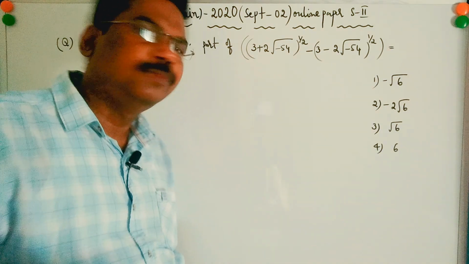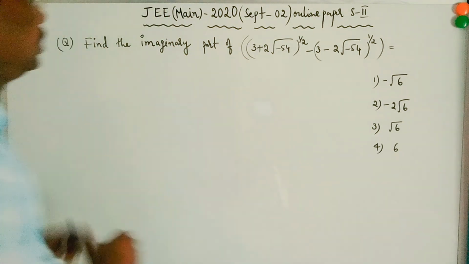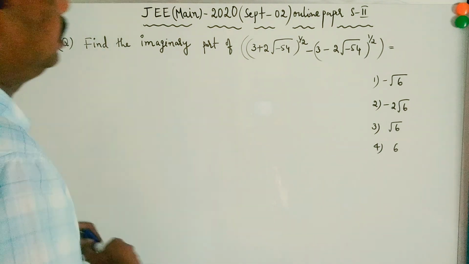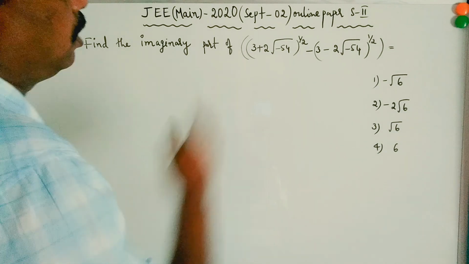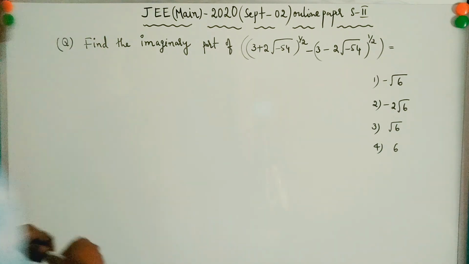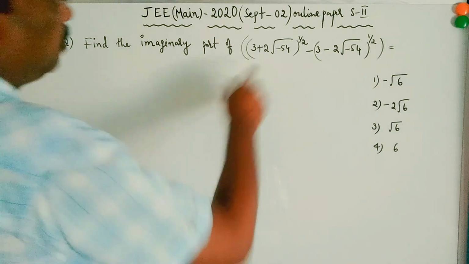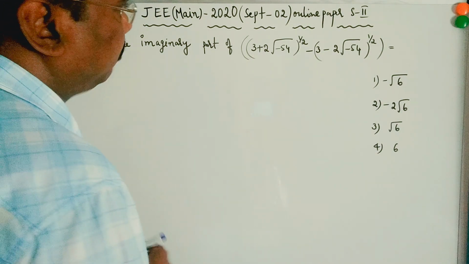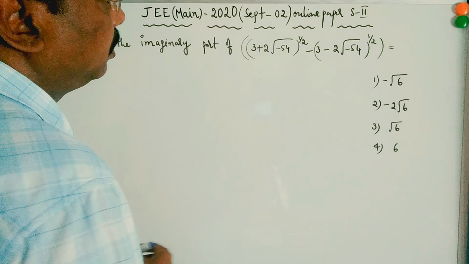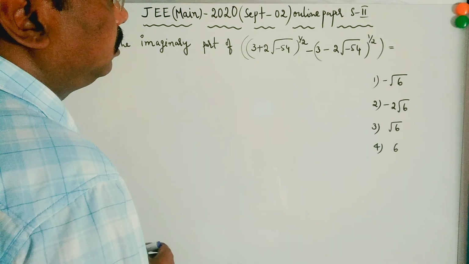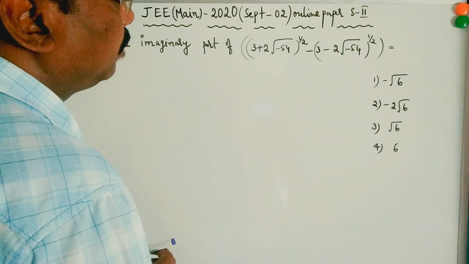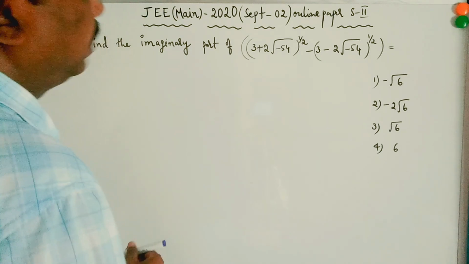Okay, now I am going on JEE Mains 2020 September 2 online paper, Shift 2 paper. Find the imaginary part of (3 + 2√-54)^(1/2) - (3 - 2√-54)^(1/2).